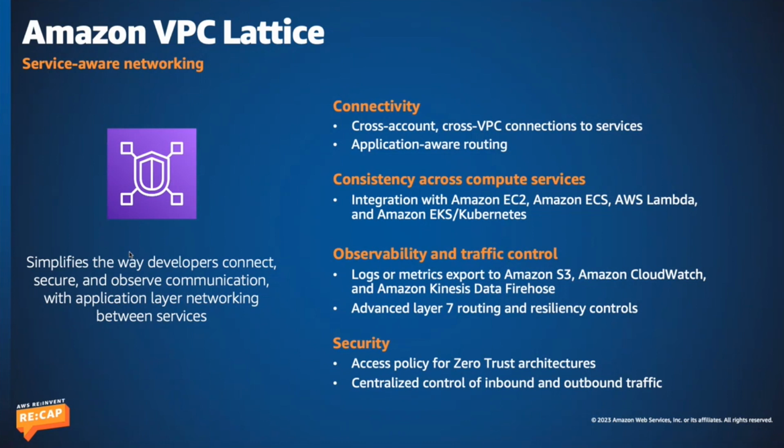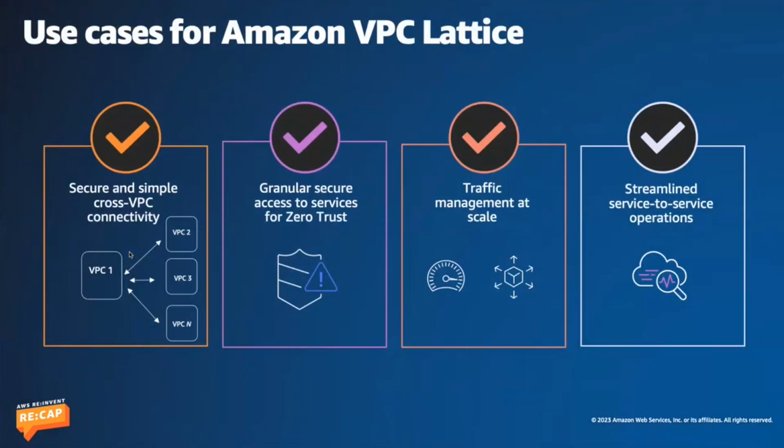But this one goes beyond and provides this functionality for cross-account, cross-VPC connection to services, and is application aware. And all these routes are application aware. So you may use this to provide some zero trust architectures and centralized control of inbound and outbound traffic. So here are some of the use cases where users may leverage VPC Lattice.